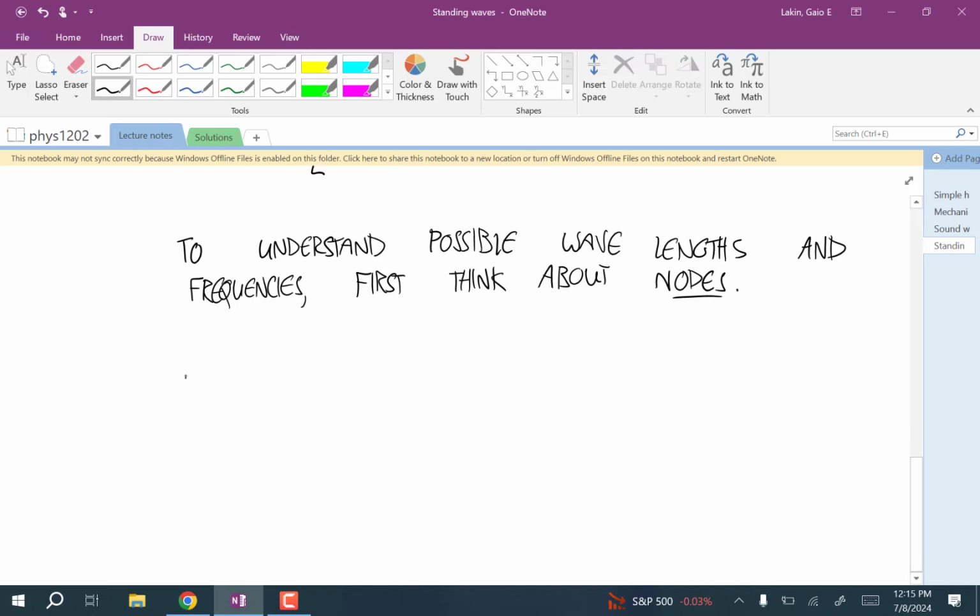And so this first one, I'm going to call the first mode of vibration. And this represents what's called the fundamental wavelength and the fundamental frequency.